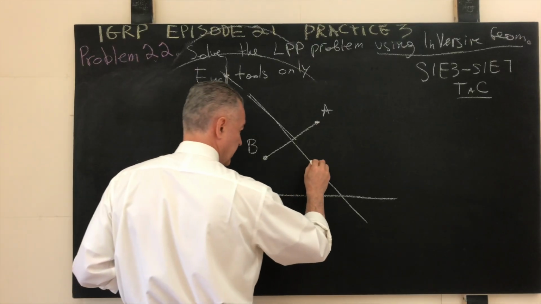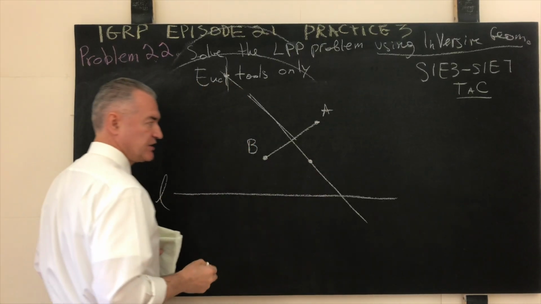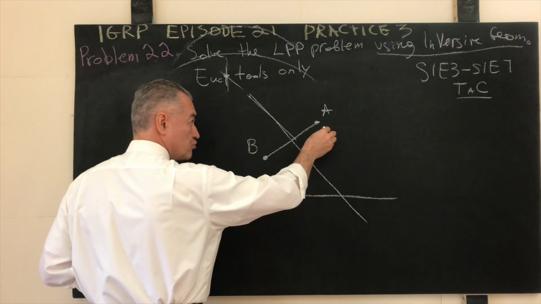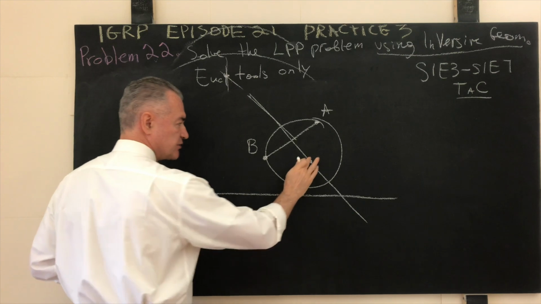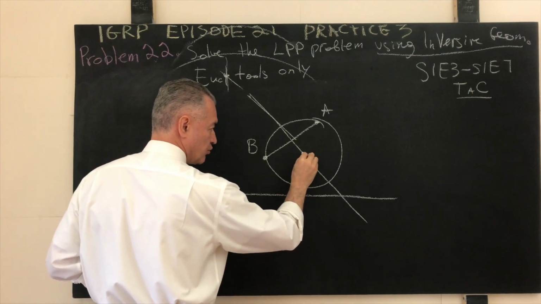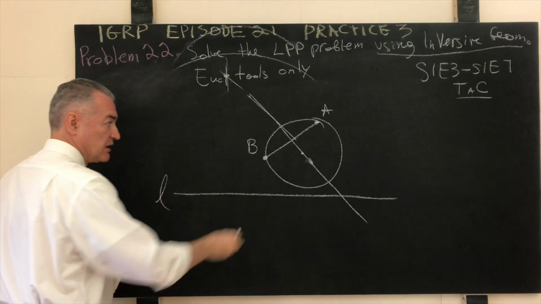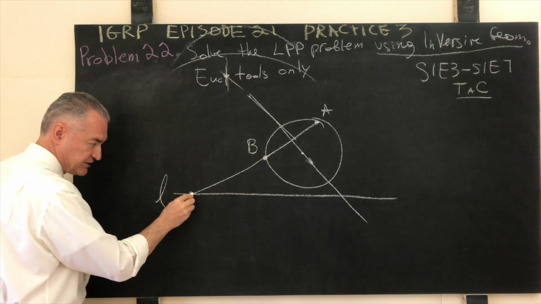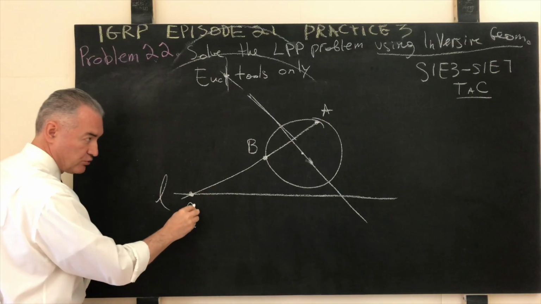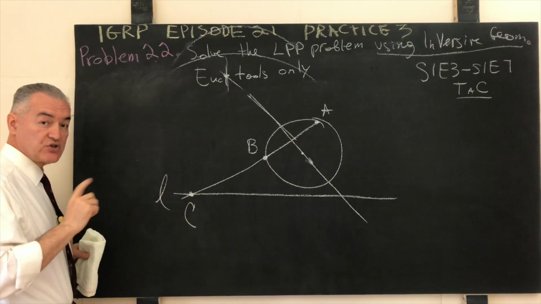That is, pick any point on this perpendicular bisector, it doesn't really matter, and then draw a circle centered at that point. Let's pretend that we pick this point over here. It doesn't really matter. Now we extend this straight line AB until it intersects the given straight line at the point C.